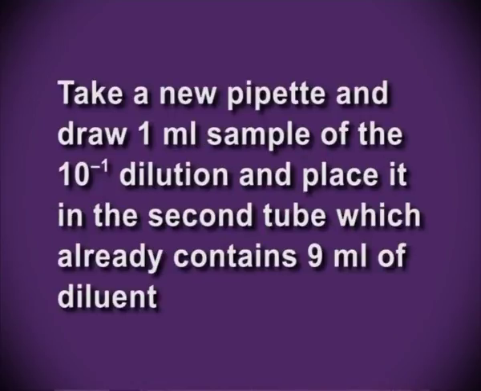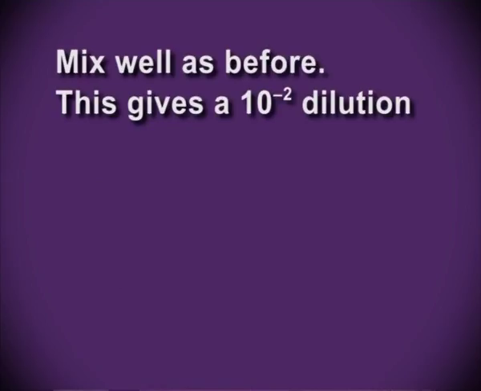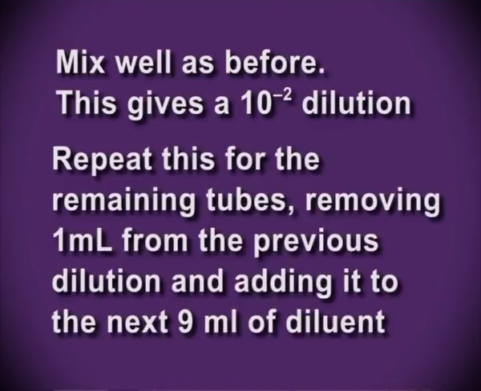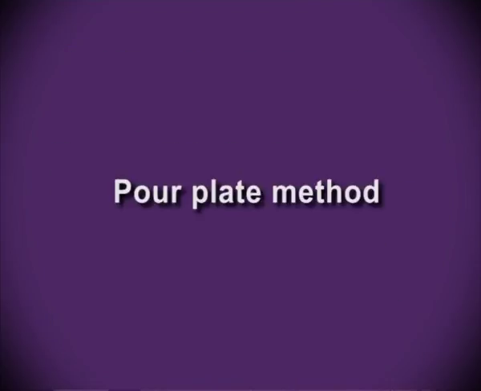Take a new pipette and draw 1 ml sample of the 10 raised to the power minus 1 dilution and place it in the second tube, which already contains 9 ml of diluent. Mix well as before. This gives a 10 raised to the power minus 2 dilution. Repeat this for the remaining tubes, removing 1 ml from the previous dilution and adding it to the next 9 ml of diluent. Pour plate method.